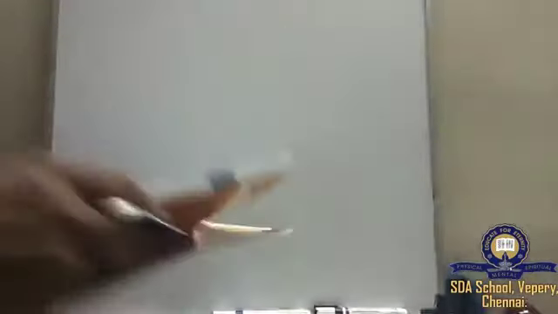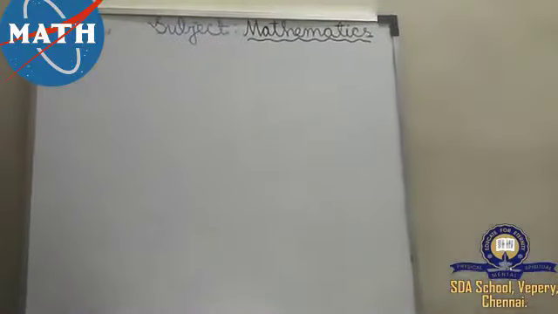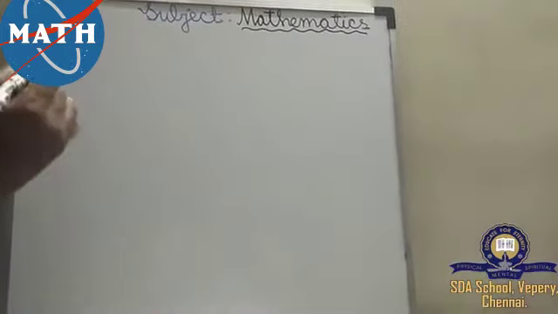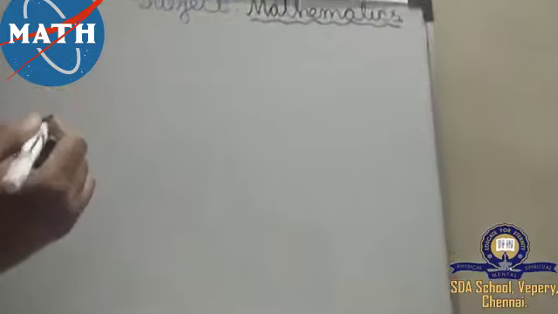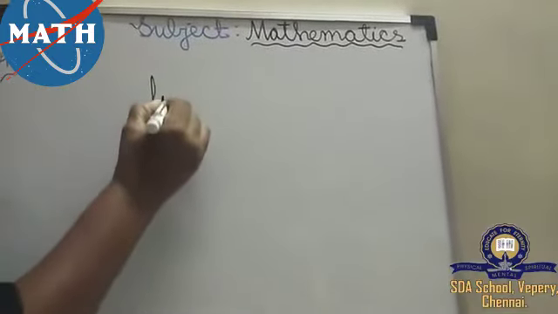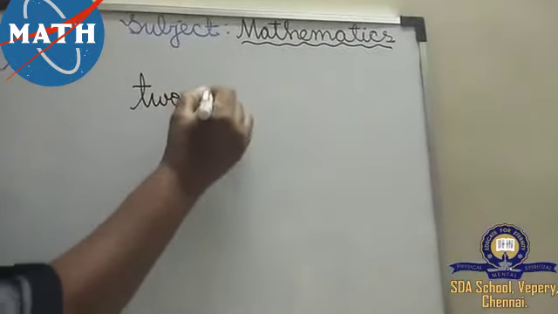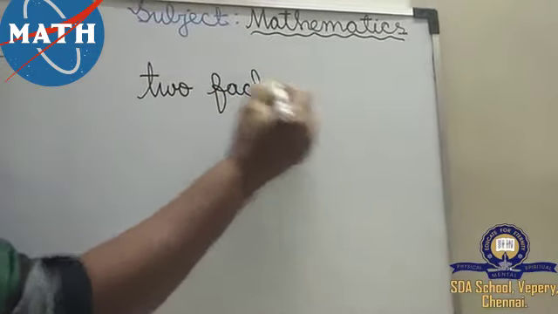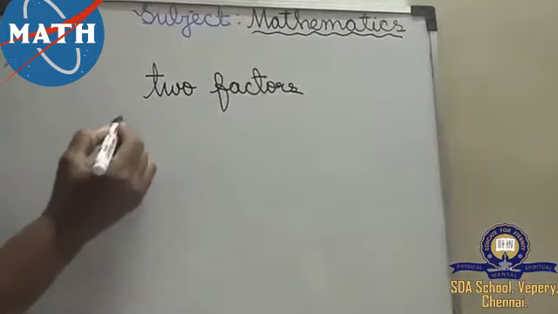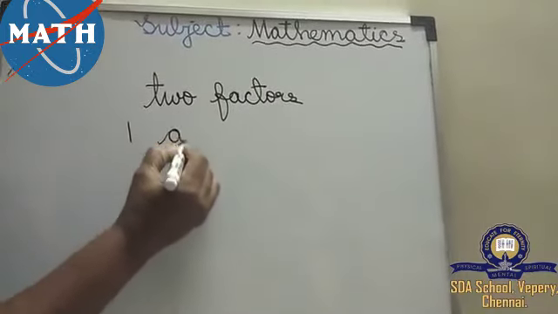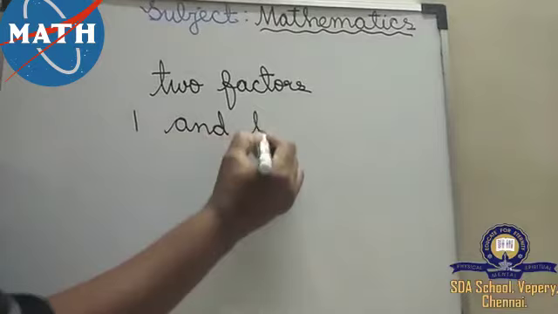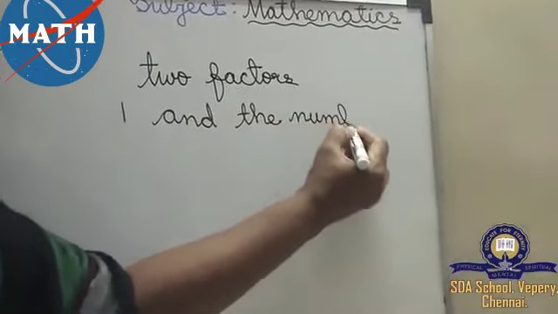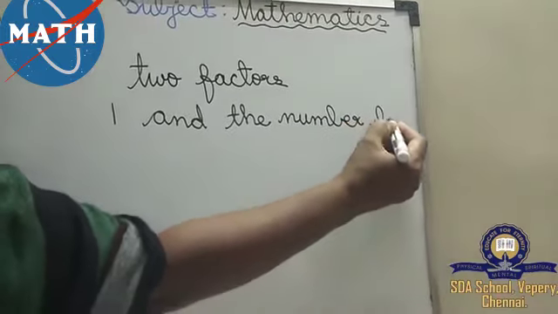Okay children, first of all we will see what prime numbers are. Prime numbers are the numbers that have only two factors: 1 and the number itself.